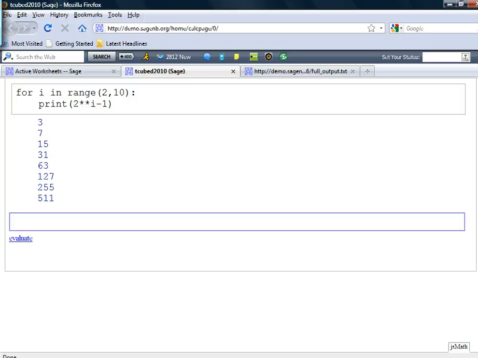Now that's not checking if the answers are prime or not. Didn't we get 3, 7, 15? Oh, bad. 31. We didn't do 63. We skipped that. 2 to the 6 minus 1. 127, 255. That's not prime. What? Okay, I've got to fix that.